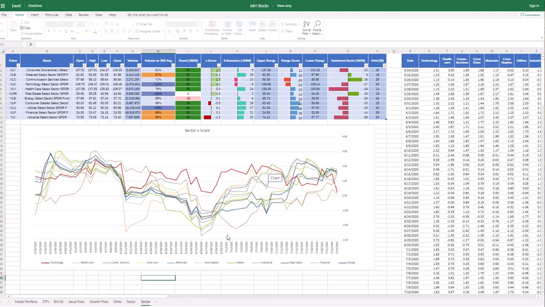As you can see, tech was very, very resilient into the June pullbacks that all the other sectors saw, and now tech is the one that's getting hit here. Let's jump back to the model portfolio.